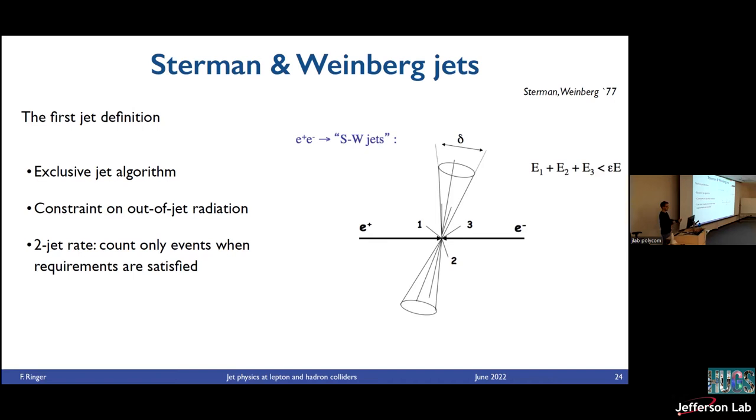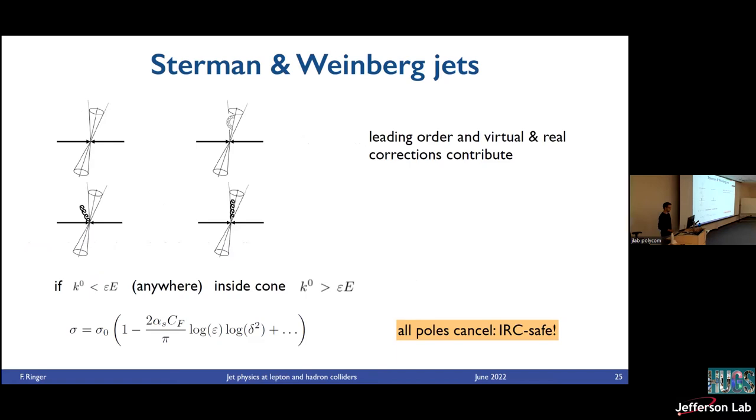And then what they can do with that algorithm is they can measure and compute the two jet rate. So how often does my event in the e+ e- collision look two jet-like? So we only count the events when this particular requirement is satisfied. Okay, and that's something we can measure and we can also compute that. And what I want to show here in a little bit more detail is a calculation that they did back then. That was really the first jet calculation that we have.